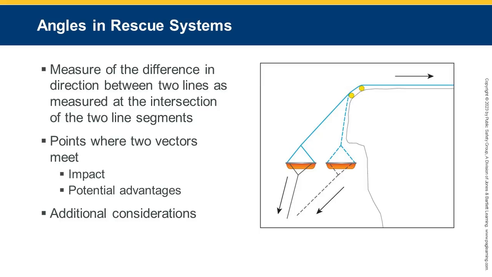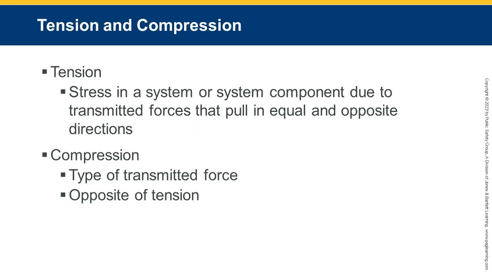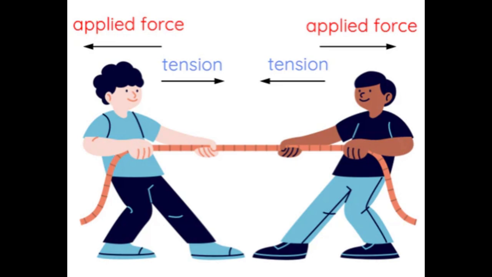Now, let's talk about tension and compression. These are two fundamental forces you'll deal with in almost every rope rescue system. Don't worry, it's simpler than it sounds. Tension is the stress in a system or component that comes from forces pulling in equal and opposite directions. Think of it like a tug of war. The rope, webbing, or anchor point feels the pull from both sides.